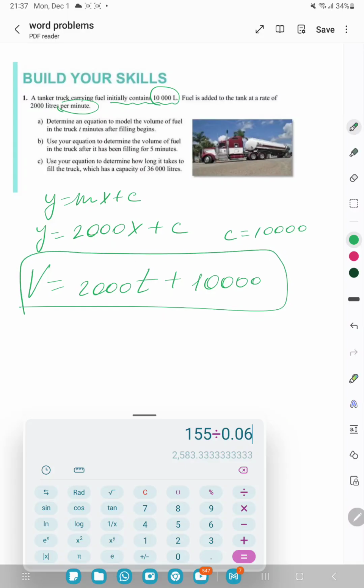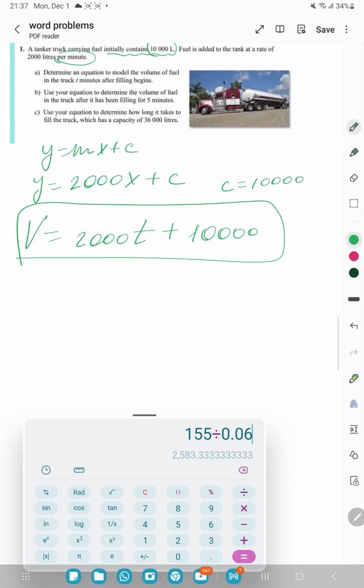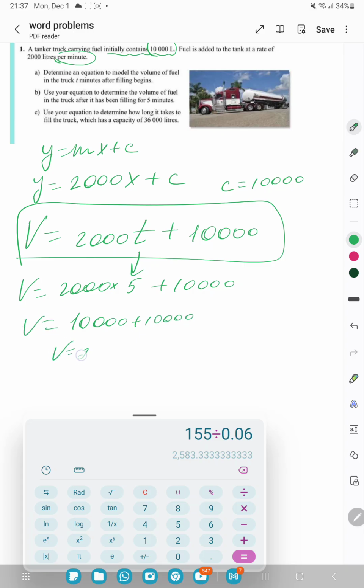Use your equation to determine the volume of fuel in the truck after it has been filling for 5 minutes. So t is 5. To find volume, we multiply 2,000 by 5 and add 10,000. It's 10,000 plus 10,000, and our volume will be 20,000. This is the B part. This was the A part.